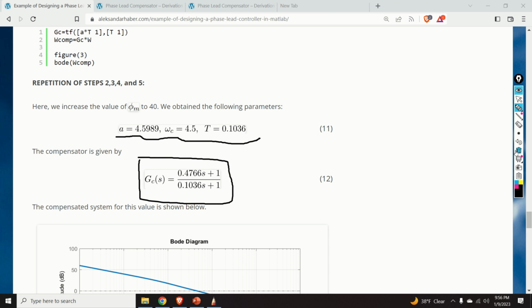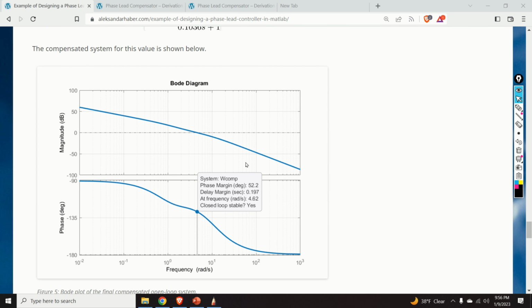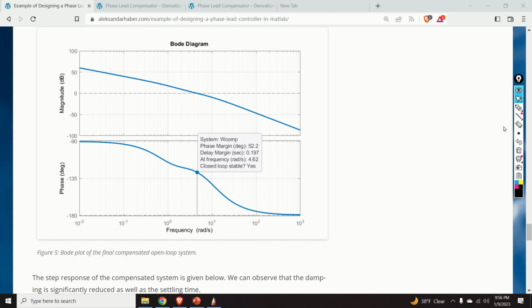The compensated system is shown in the figure over here. So let's analyze this compensated system. We can observe that the phase margin is 52.2, and this is the value that we were searching for. You can see how the phase plot looks like. It's very good. And let's look into the step responses. Let's see the effect. So here is the effect of the phase lead compensator. We can observe that we have much smoother and more damped response compared to the original case.